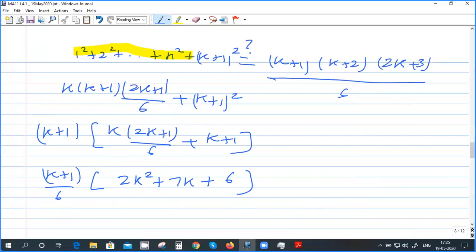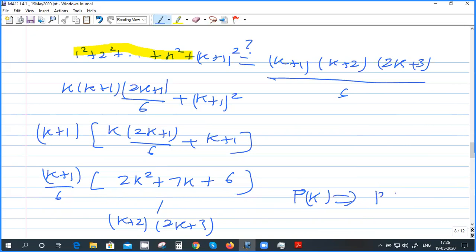So this should be factorized as k plus 2 and 2k plus 3. 2k square plus 7k plus 6, yeah, these are the two factors. So this one will become k plus 2 into 2k plus 3. So it is same as the right hand side. So from this we get p of k implies p of k plus 1. This means that if the statement p of k is true, then the statement is true for k plus 1.